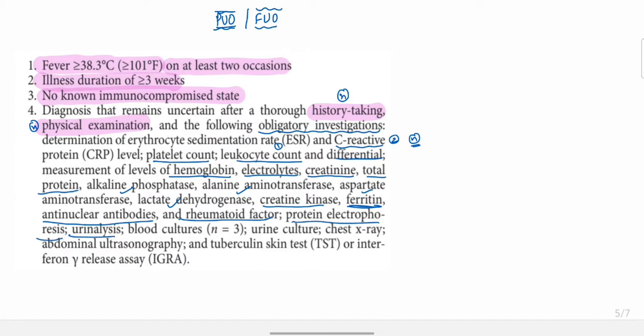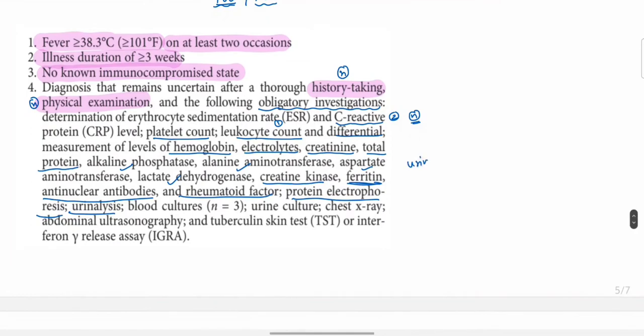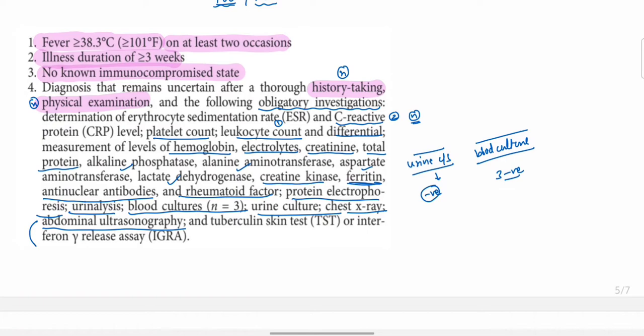Urine analysis. According to the definition, a single urine culture is enough, and it should be negative. Blood culture, 3 blood cultures are negative. Okay, urine culture, blood culture. Then chest x-ray should be normal. Ultrasound abdomen, this is very important. CT is not included in the obligatory investigations. Ultrasound abdomen is included in obligatory investigations. Then TST or IGRA, any of the two. Tuberculin skin test or IGRA, any of the two can be used in obligatory investigations.